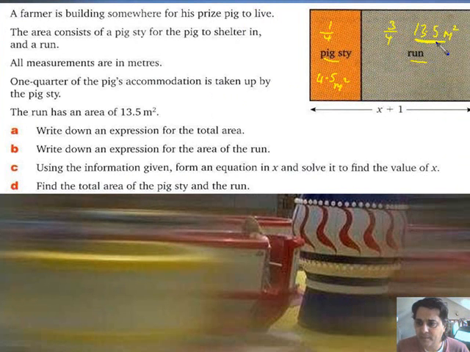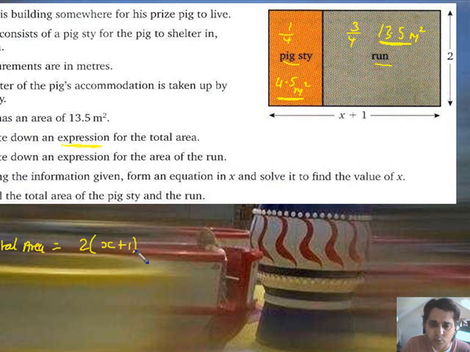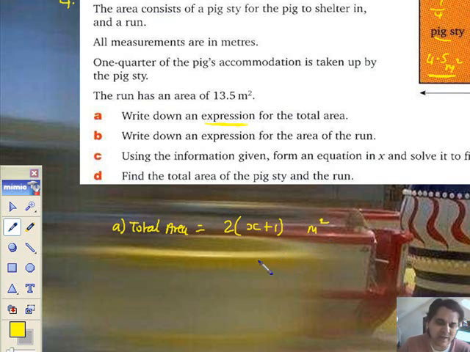So there you go. I've got that for the running area and that for the sleeping accommodation. Right, it says write down an expression for the total area. So for part A then, total area. He wants an expression, not an equation. In other words, you won't see an equals anywhere. So total area is going to be 2 times x plus 1. It's a rectangular arrangement. X plus 1 is the length, 2 is the width, and that will be in meters squared.